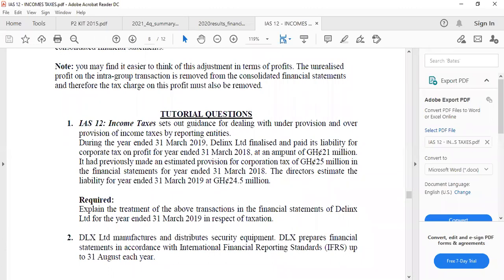So if I'm estimating that I'm going to pay the tax authority 24.5 million this particular year, it means I have to take the 4 million from the amount I'm going to pay to them, isn't it? So that I'll be having 20.5. So always, over or under provision is adjusted against the current year tax. Let's come here. Explain the treatment of the above transaction in the financial statements of the Links Limited for the year ended 31 March in respect of taxation. How are you going to explain this? Kevia, how are you going to explain this?